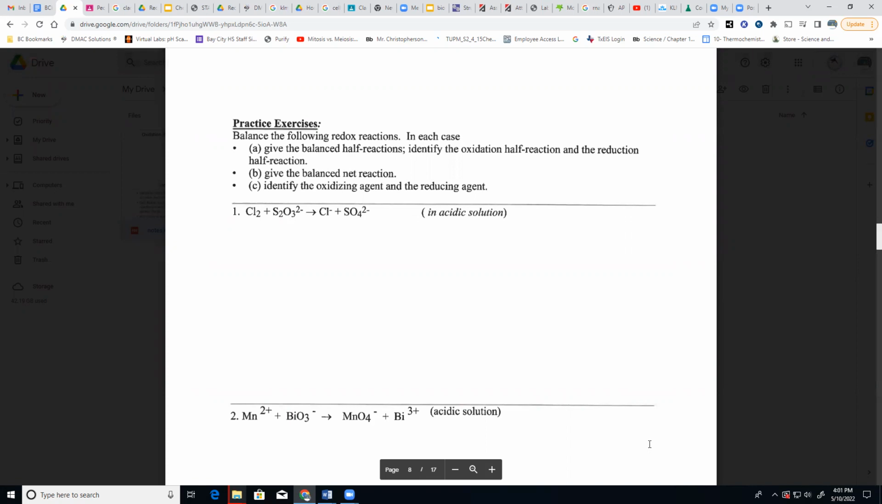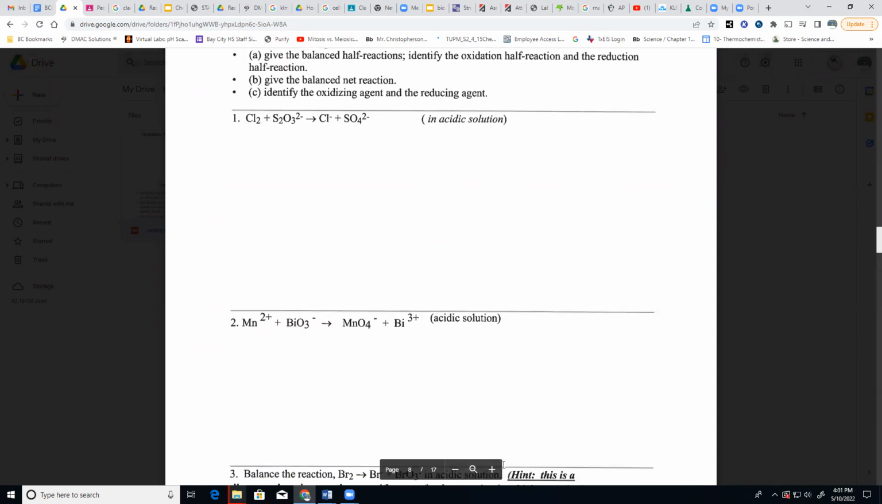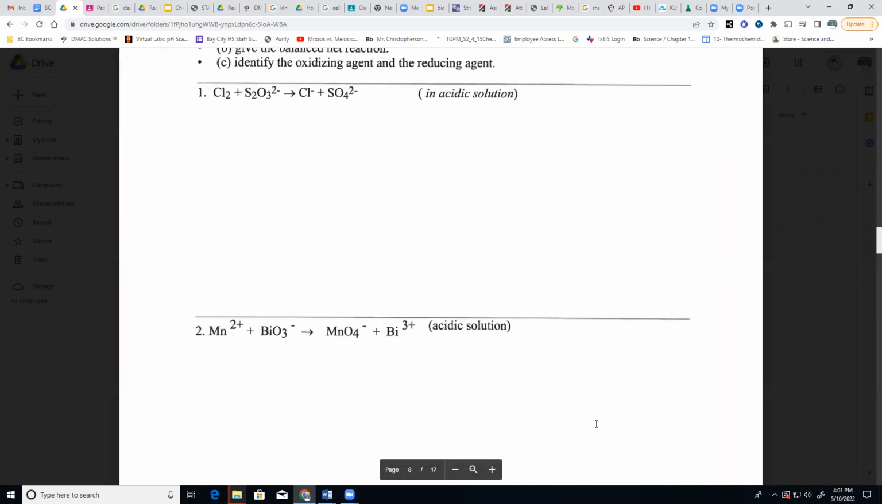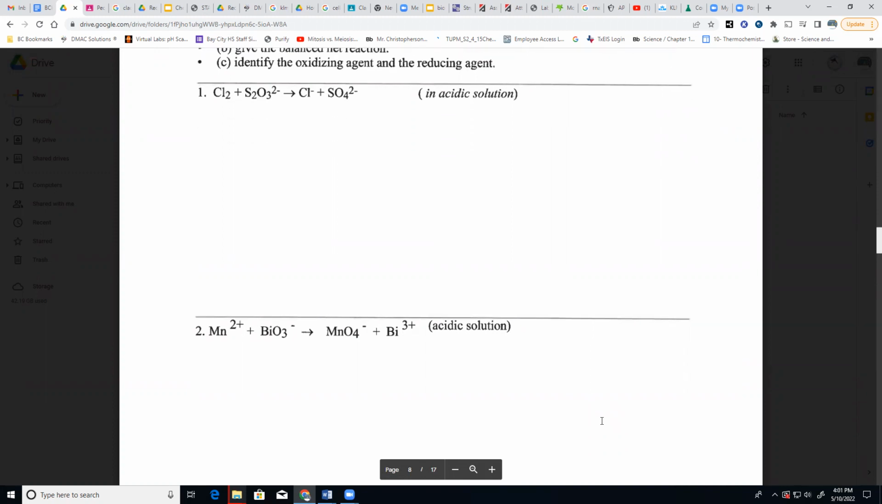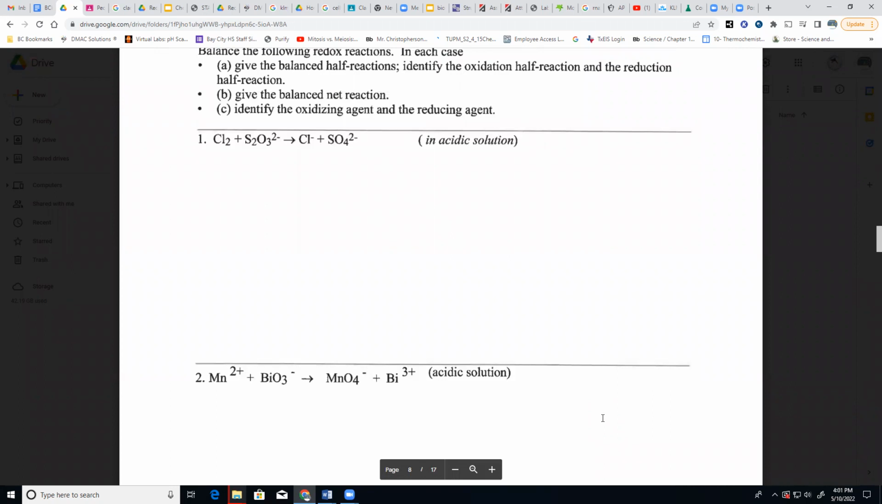All right, let me go up a little bit because we don't need all that. All right, so right now we're doing things in acidic solution. Those are kind of the easier ones. That means I can have some hydrogen ions at the end and it's okay. Tomorrow we'll do them in basic solution and then that will change.